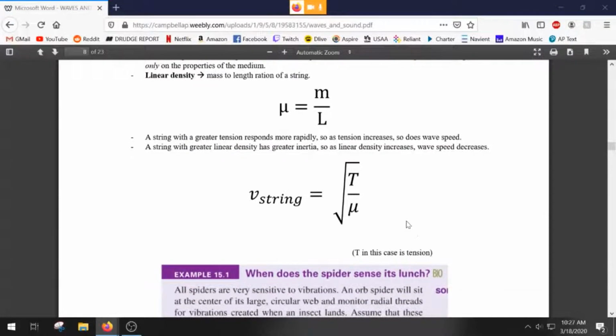So notice if we're looking at our equation here, right? The higher the tension, the greater the speed of the wave in the string is going to be. The lower the tension, the lower the speed. The greater the linear density, the lower the speed of the wave would be. Well, why would a greater linear density decrease the wave speed? Well, think about it. If you've got greater linear density, what do you have more of? Well, you've got more inertia, right? So it makes sense that the more linear density a string has, the lower the wave speed on that string is going to be.